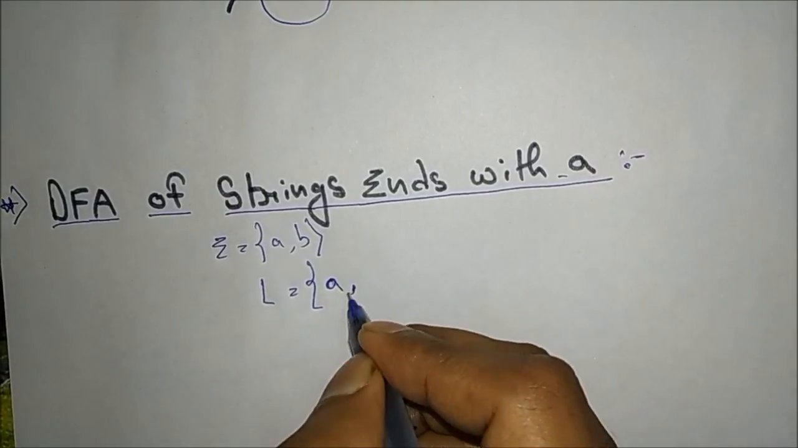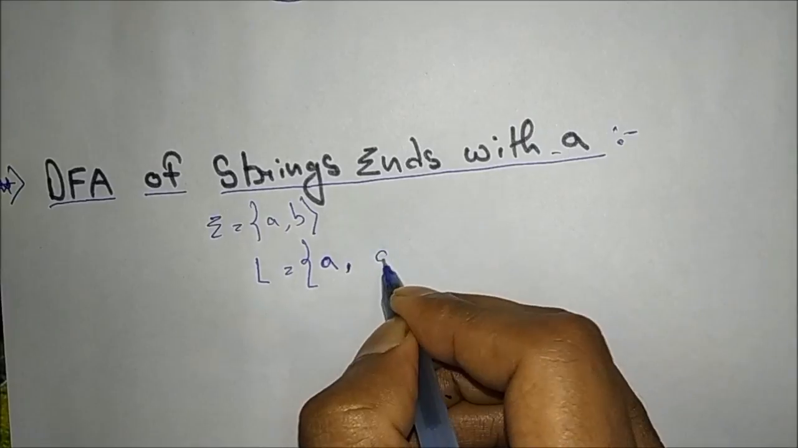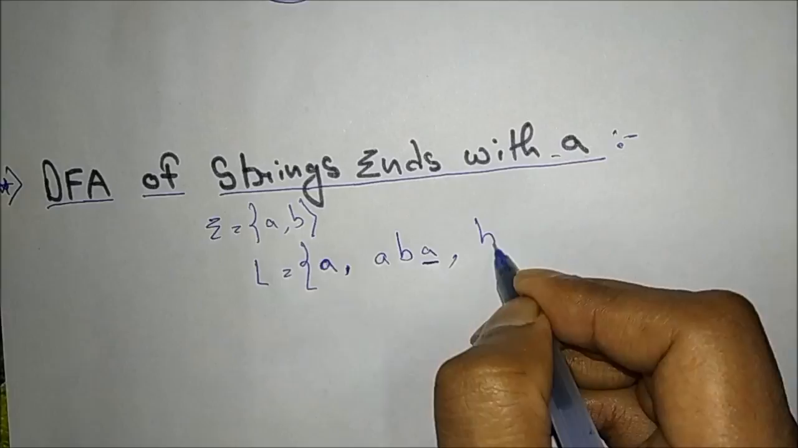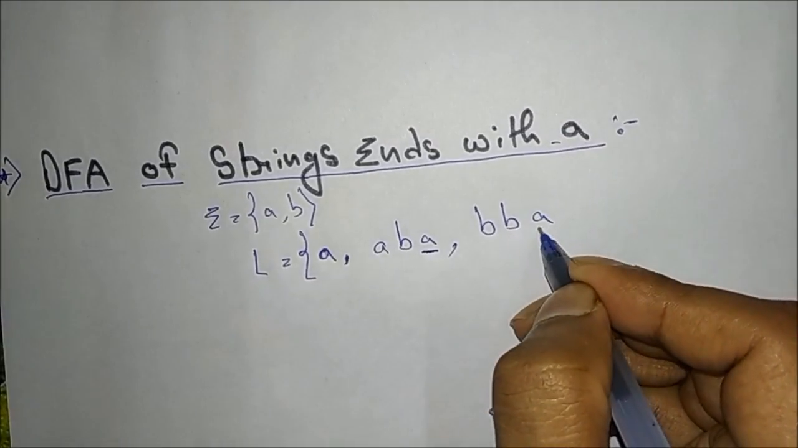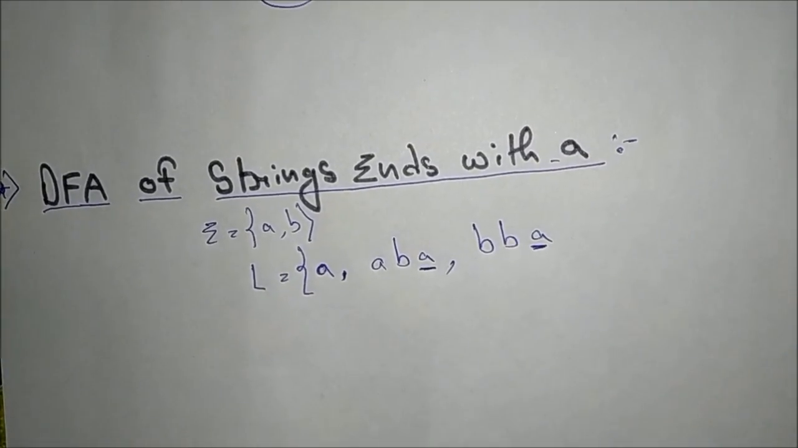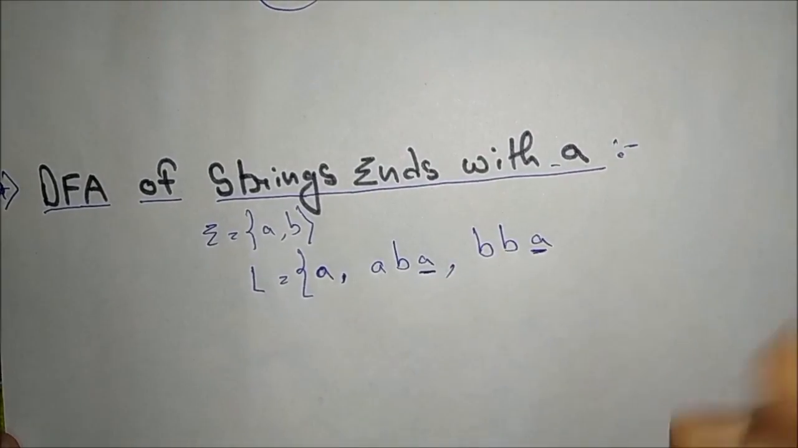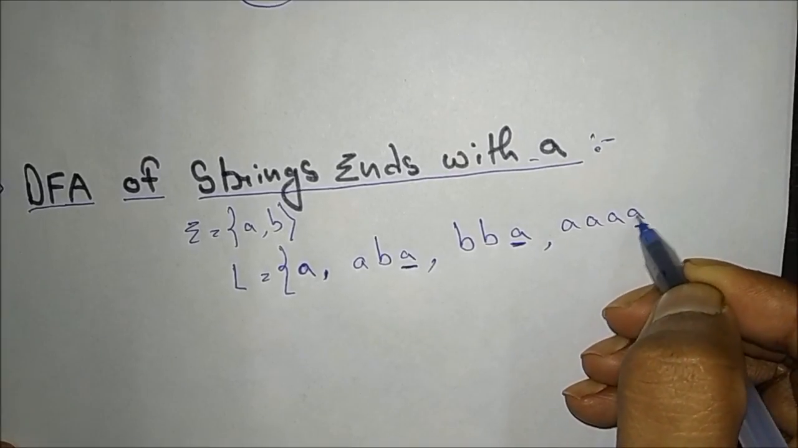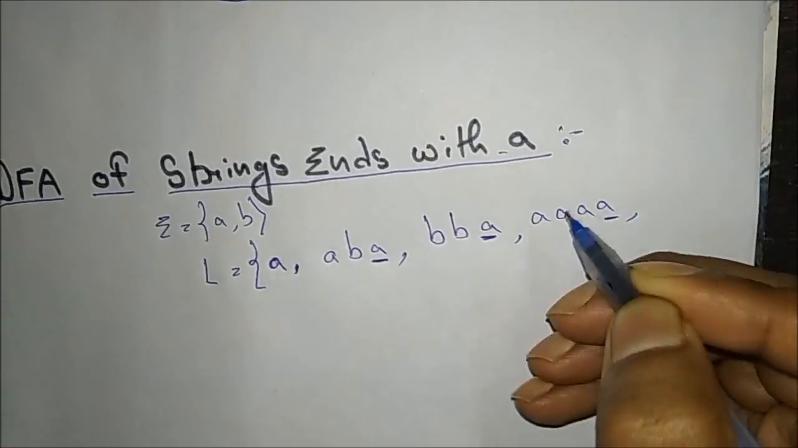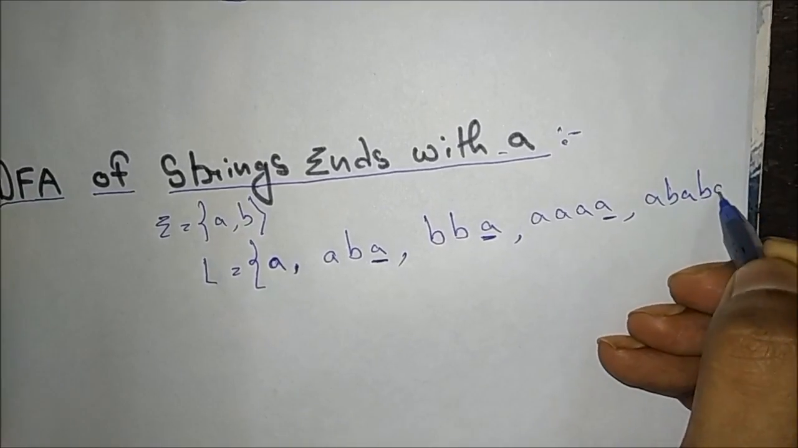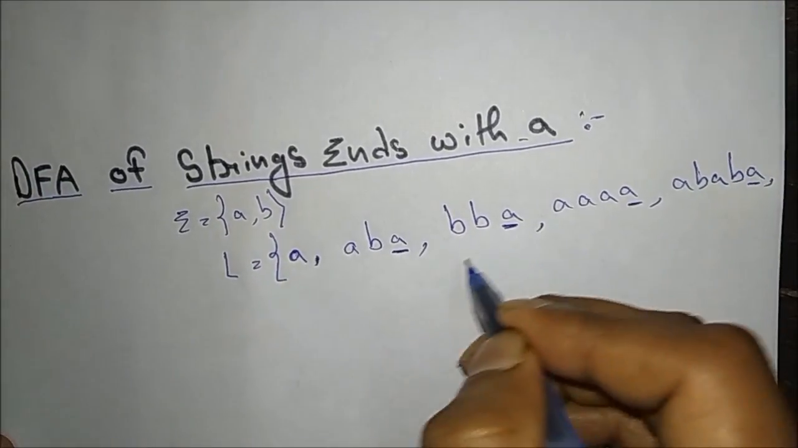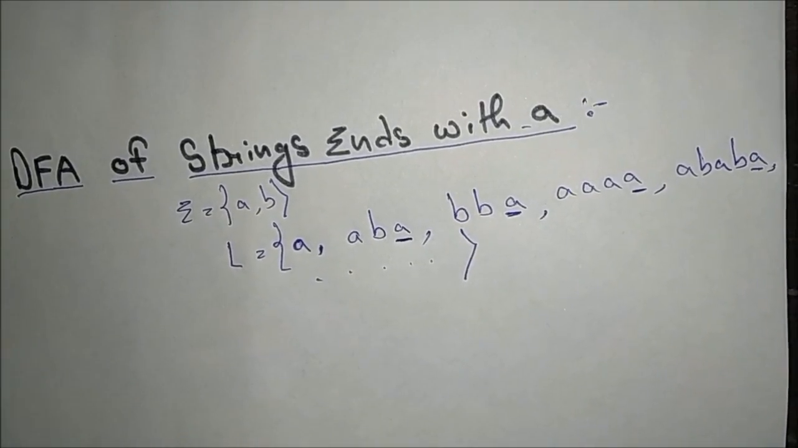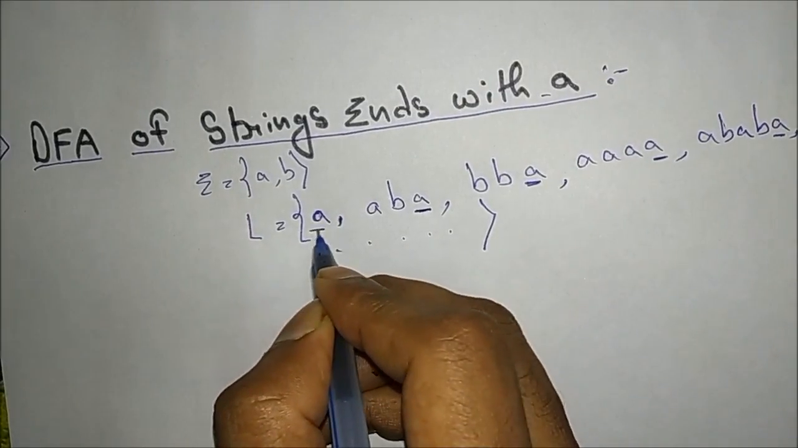Then the string may look like this also, A B A. See, the string is ending with A. Then B A is also accepted because the string is ending with A. Now we are working on how the string will end with A. Then A is also accepted because the string is ending with A. And many more, so it's also infinite. So we will draw a DFA for the minimum string A.